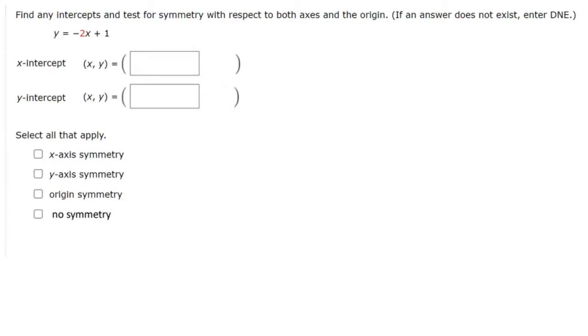Let's review intercepts and testing for symmetry. Let's have this equation, y is equal to minus 2x plus 1. If I want to find the x and y intercepts, for the x-intercepts we set y equal to 0, and for the y-intercepts we set x equal to 0. Let's go ahead and do that. We replace y with 0, and we solve for x.